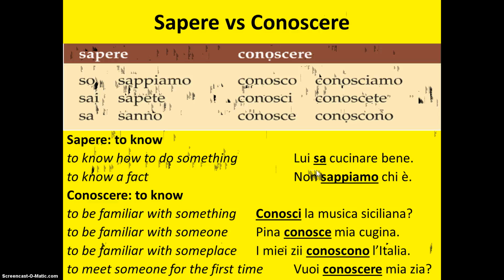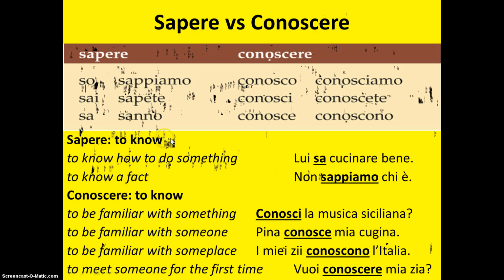Then we have two -ere verbs that are both irregular, sapere and conoscere. These two verbs in English are both translated as to know, but in Italian they have very different meanings. First, let's look at the conjugations. Sapere conjugates as so, sai, sa, sappiamo, sapete, sanno, and conoscere conjugates as conosco, conosci, conosce, conosciamo, conoscete, and conoscono.